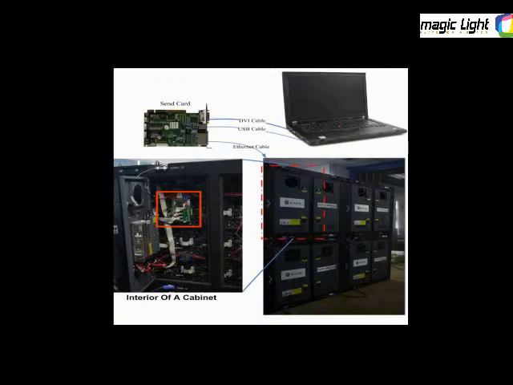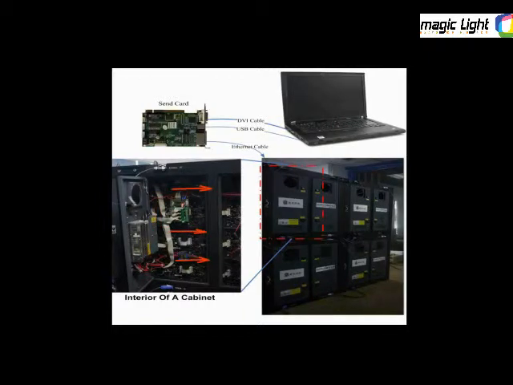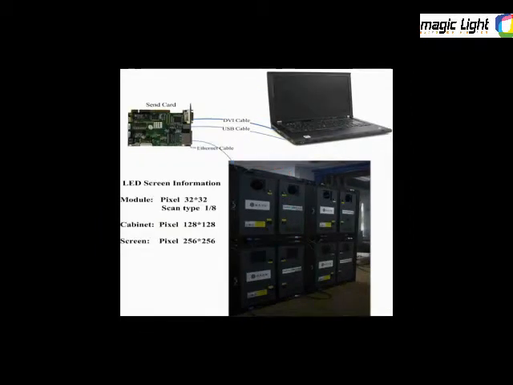Modules of each row are connected together, and data goes from right to left when watched from the front. From right to left, this is the module cascading type of this cabinet. The pixel resolution of a module is 32 by 32, and that of a cabinet is 128 by 128. This picture shows how the 4 cabinets are connected together.